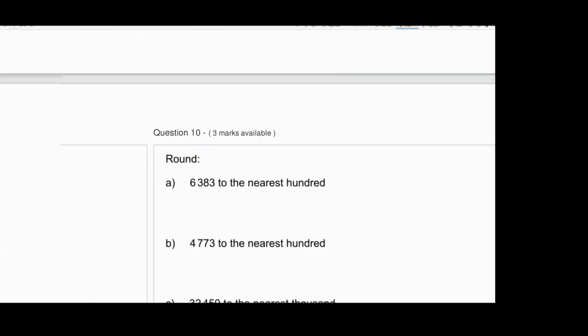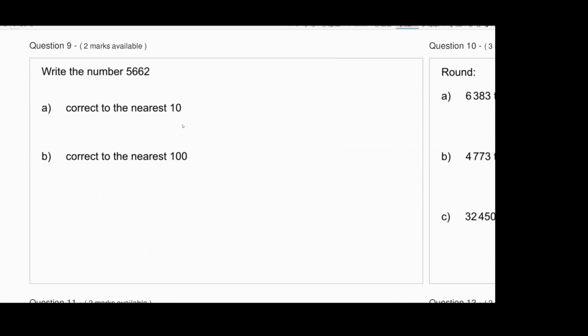And then we're looking at rounding to the nearest 10 again. So with the number 5662, the number in the tens column is 6. So we underline it, dotted line. The 2 tells the 6 to stay as it is. So we have 5660. And then to the nearest 100, we have to underline the number in the hundreds column, which is 6.